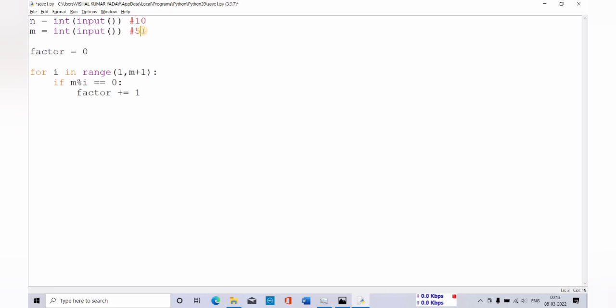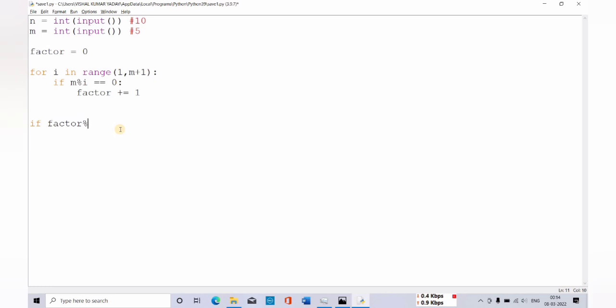How can I tell this? Because 5 is divisible by 1, right? 5 is also divisible by 5, but 5 is not divisible by 2, 3, 4 or any other number. That's why I've written this condition here. If m percentage i is equal to 0, then I'll be increasing the value of factor by 1.